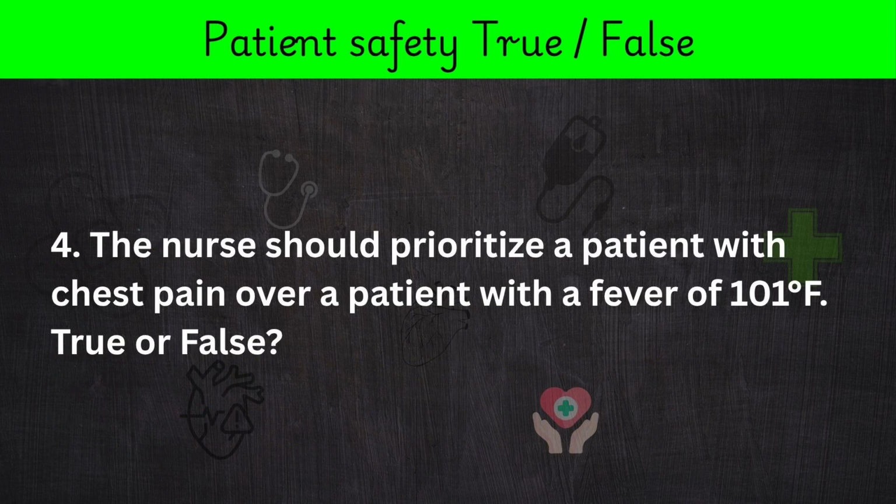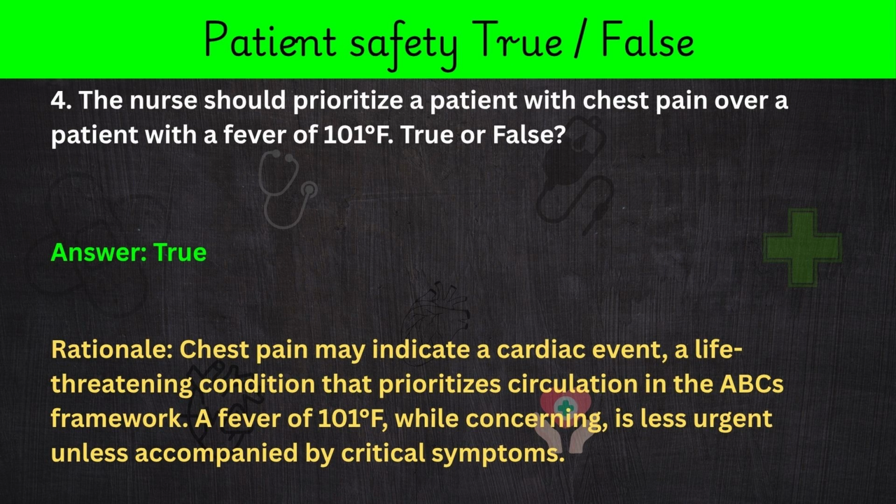4. The nurse should prioritize a patient with chest pain over a patient with a fever of 101 degrees Fahrenheit. True or false? Answer: true. Rationale: Chest pain may indicate a cardiac event, a life-threatening condition that prioritizes circulation in the ABCs framework. A fever of 101 degrees Fahrenheit, while concerning, is less urgent unless accompanied by critical symptoms.